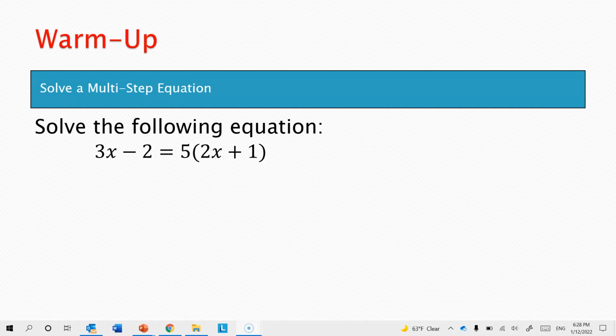So if you haven't tried the warm-up, guys, pause the video, try it. When you're ready to see the solution, go ahead and hit play. All right, so it says solve the following equation. So an algebra 1 problem here.